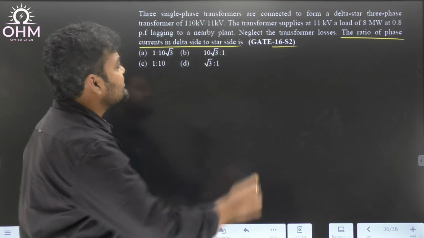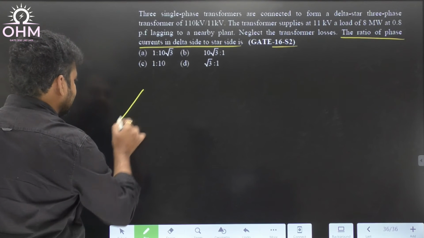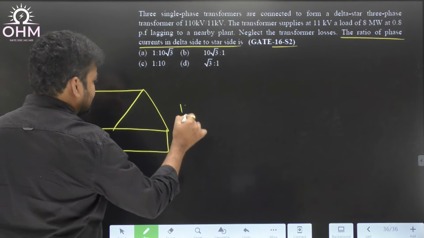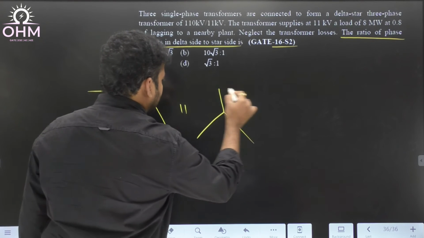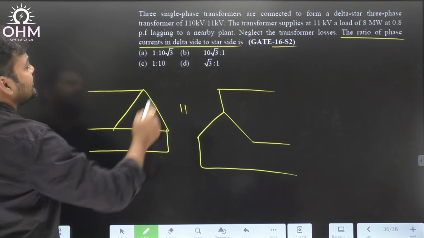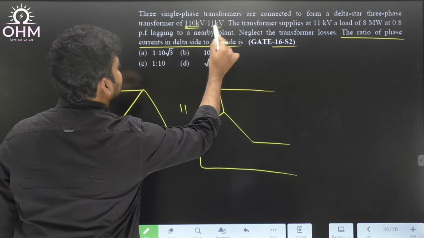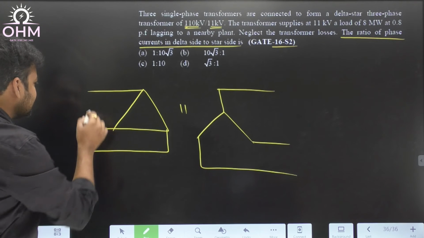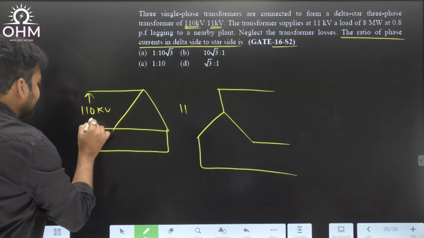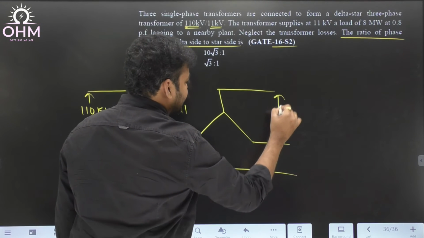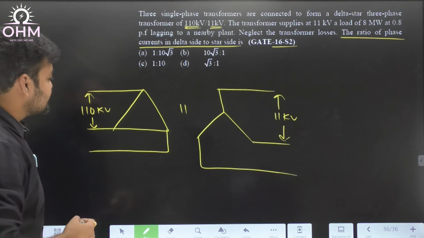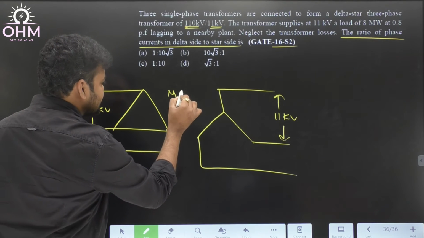First of all, a delta star transformer is given, right? Primary is delta, secondary is star. Now, what is the voltage rating? 110 kV on the primary side, 11 kV on the secondary side. Obviously, they are line values. So the input line voltage is 110 kV, the output line voltage is 11 kV. Then find out what is the turns ratio. I need the turns ratio.